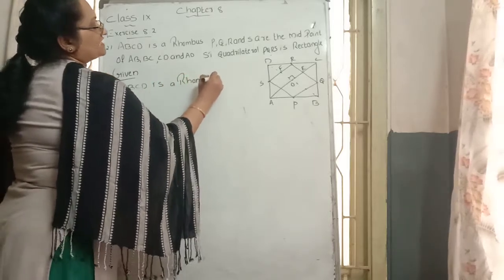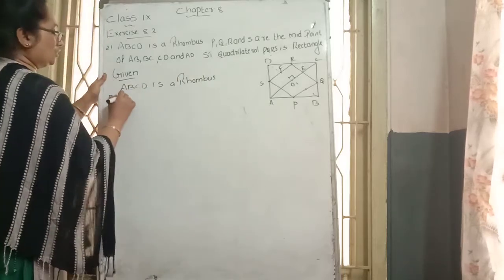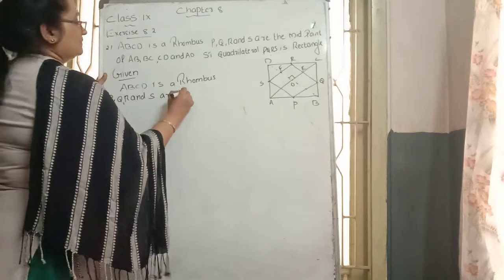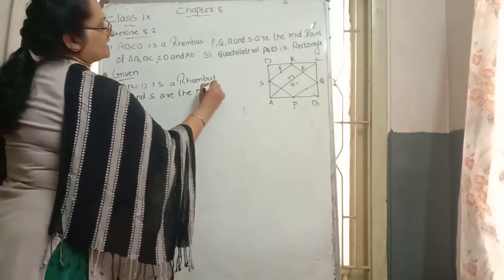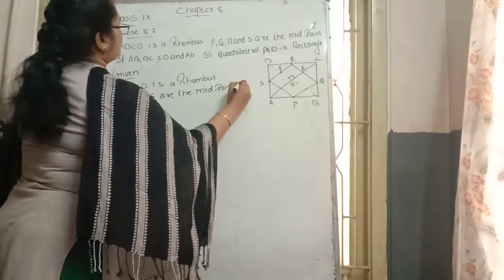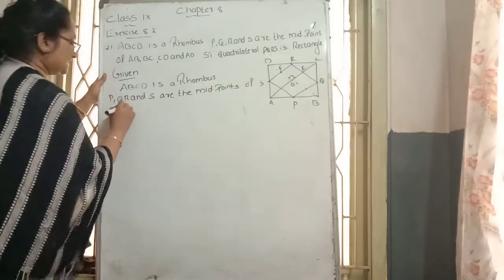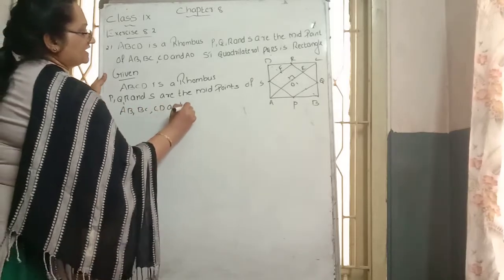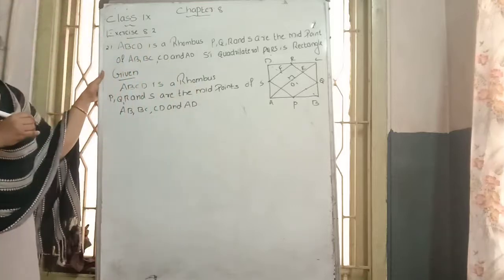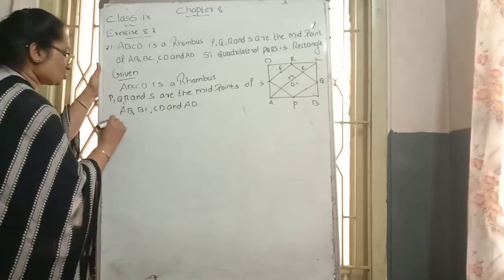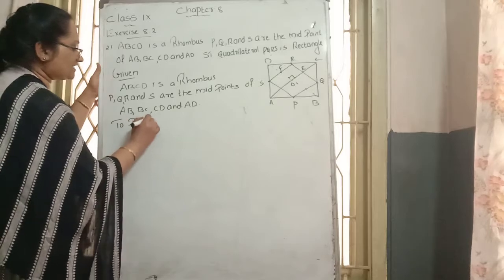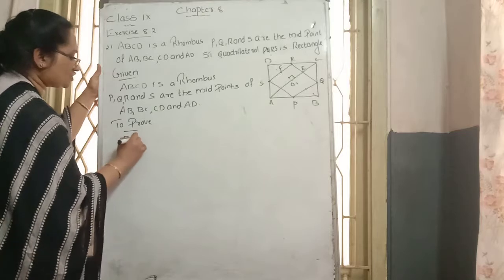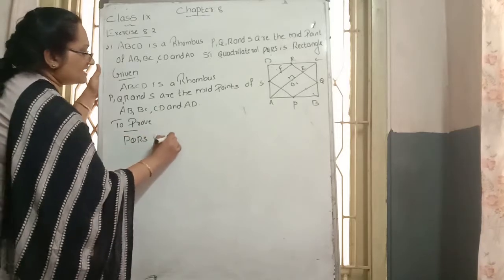Then next, what we can say: P, Q, R and S are the midpoints of which sides? Midpoints of side AB, side BC, side CD and side AD. This information we first want to write in the given place. Then what we want to prove here is that PQRS is a rectangle.